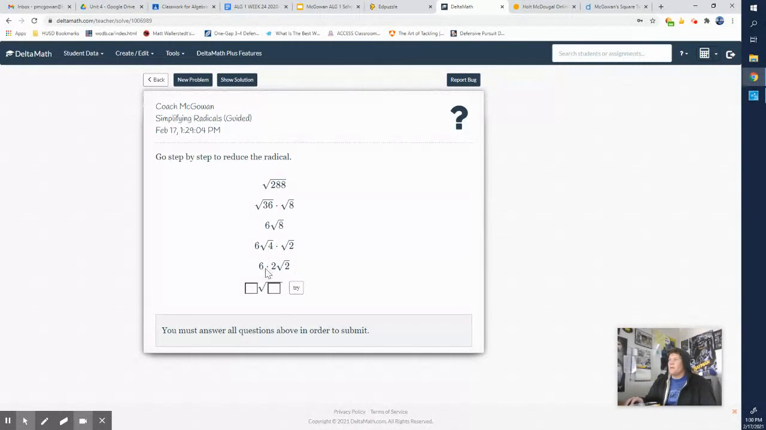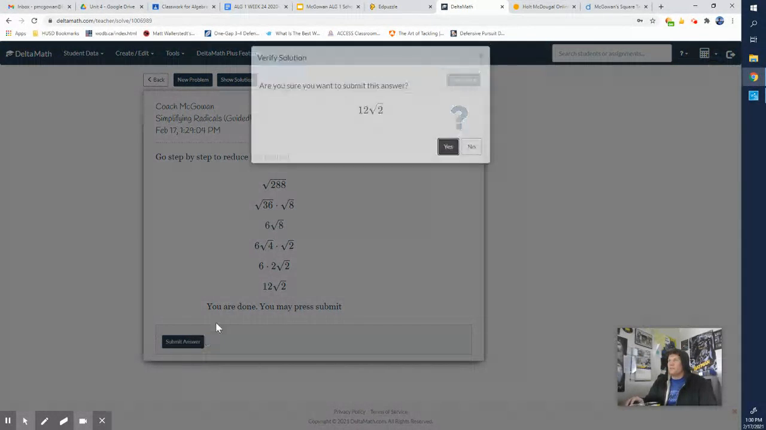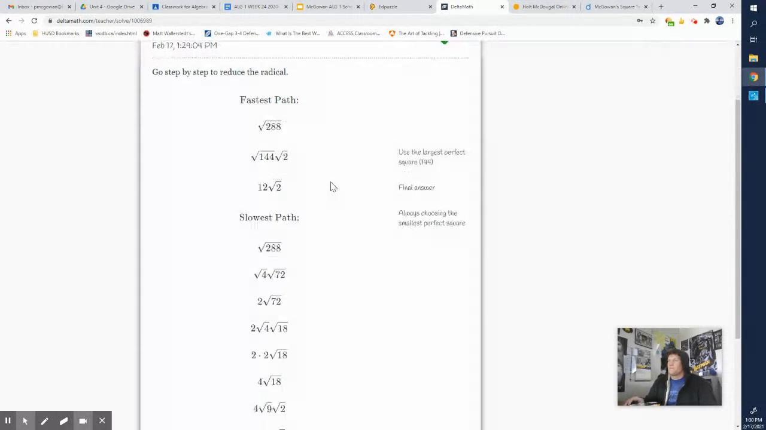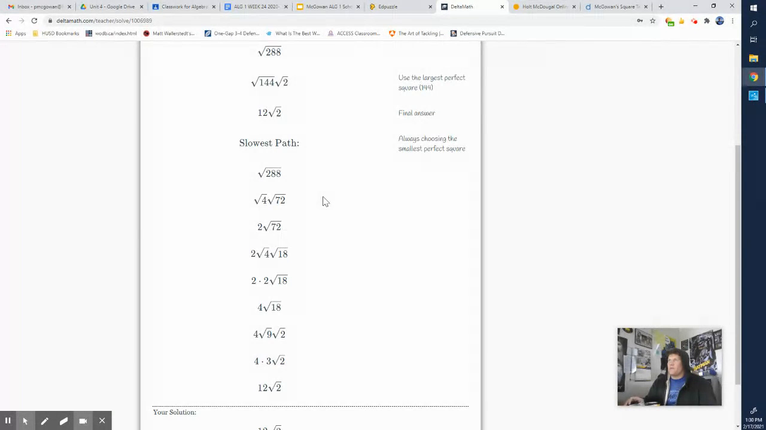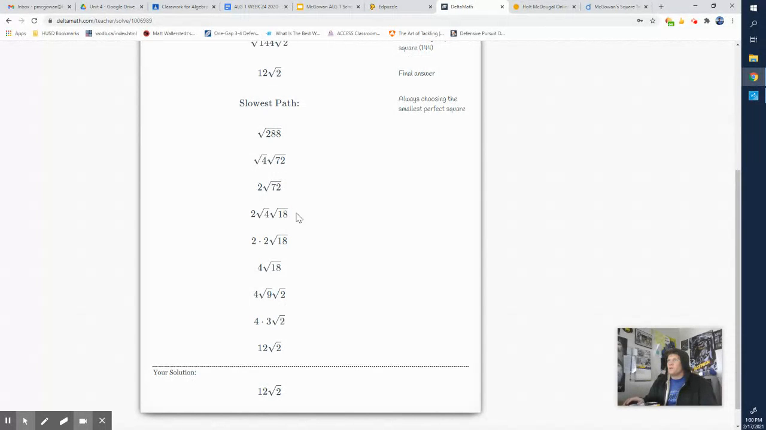Now the last step, I have 2 numbers on the outside of the square root. They're being multiplied, so I can multiply those together. 6 times 2 makes 12. You're done. Press submit. Get our answer. Take a look at that pathway, guys. We could have jumped straight to 144 times 2, which would have made it 144. Square root is 12. Would have got there right away. Looks like we took almost the slowest way, but you can go even slower.